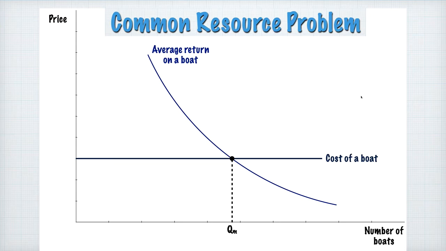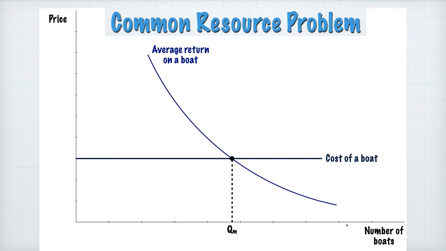And the first thing we're taking a look at here is the average return on a boat. And what you have to realize is that this is downward sloping. Okay? The reason being, as the number of boats increases, there's increased competition on that particular common resource. So as more and more boats are on this lake, the lake gets more and more crowded, and the number of fish caught by the boats decreases on average.